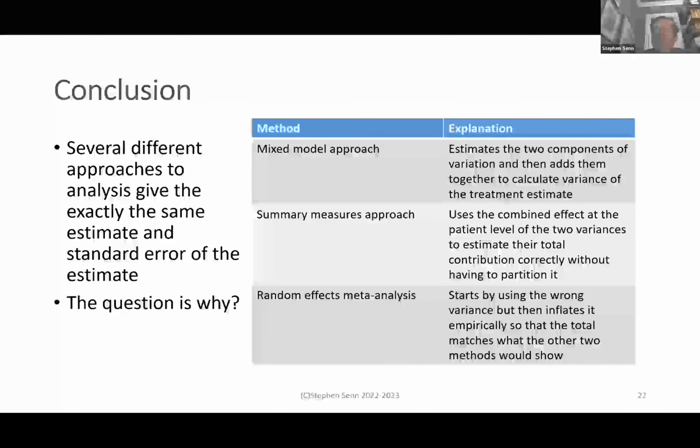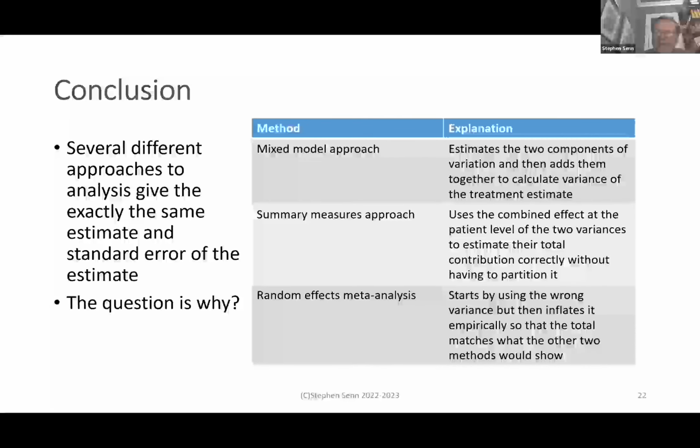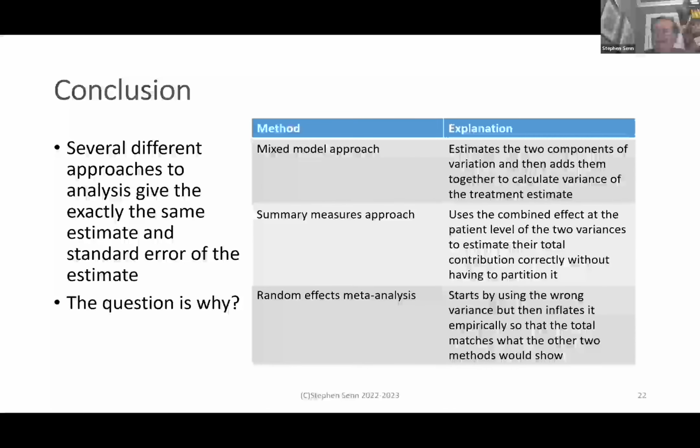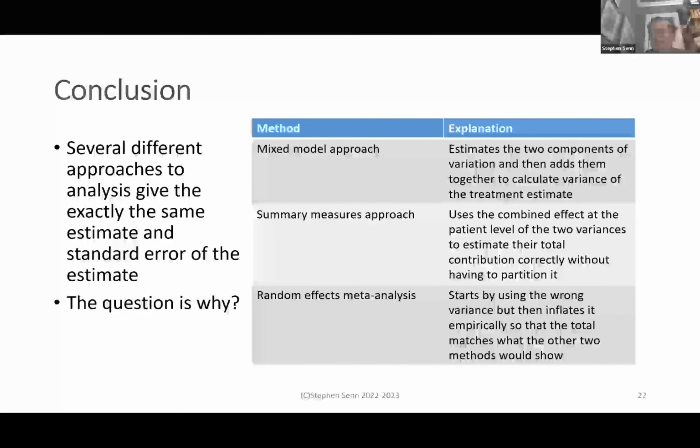Well, what the mixed model approach does is it estimates the two components of variation. The two components of variation here are the patient by treatment interaction and the pure within patient variance. These two components are estimated separately, but they're then added together for the purpose of calculating the variance of the treatment estimate. The summary measures approach sweeps everything together and it estimates the variance using the combined effect at the patient level. So effectively what it does is it estimates the same total variance, but it doesn't separate them.